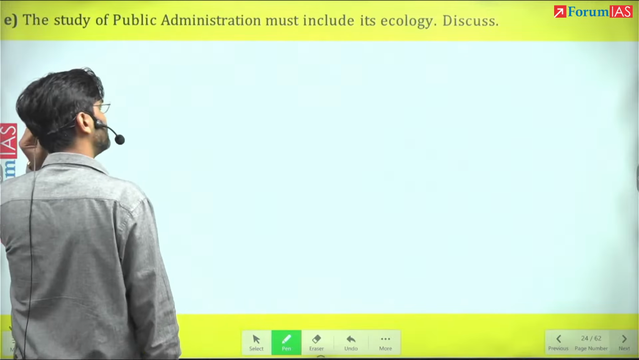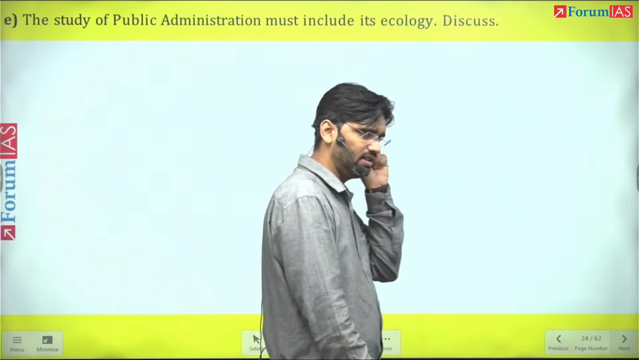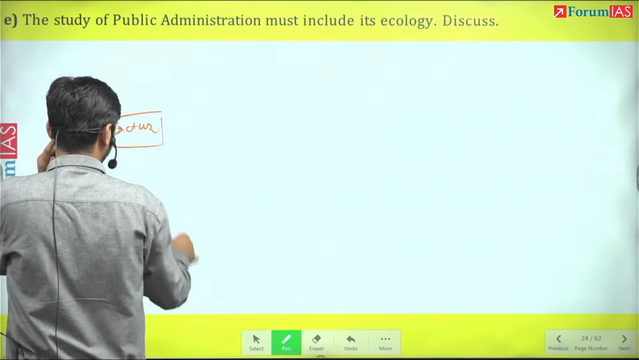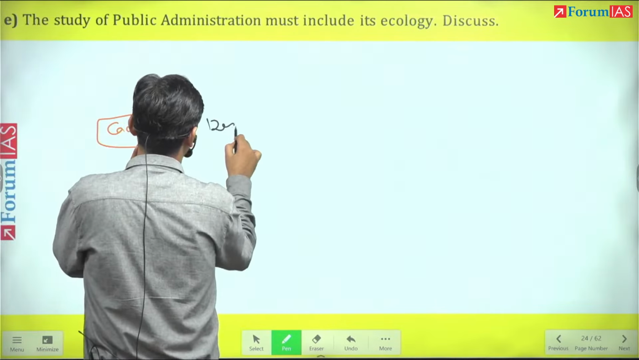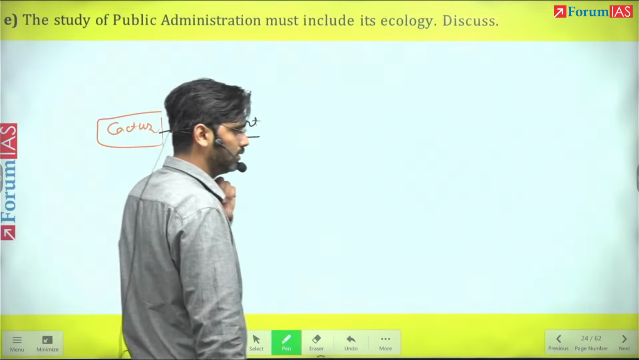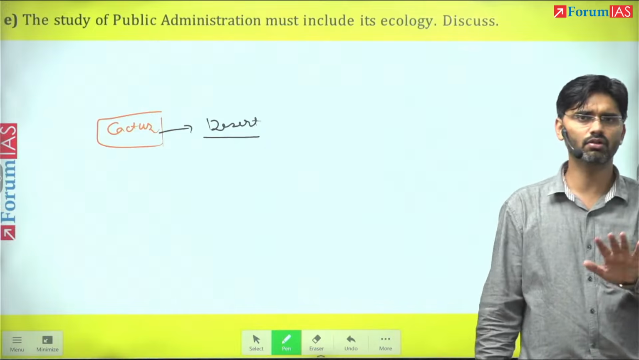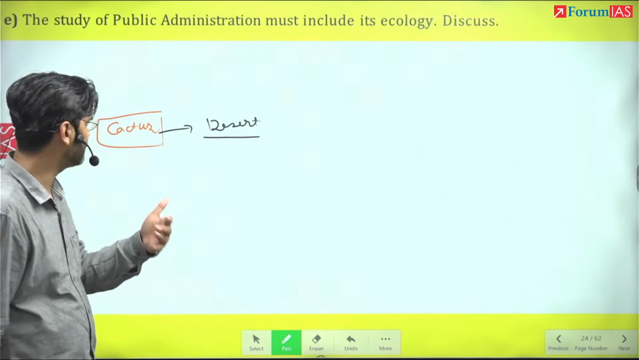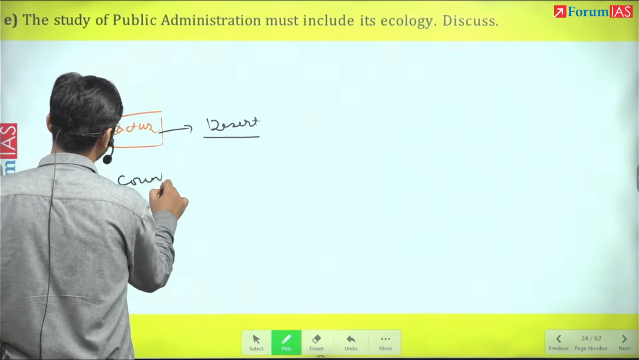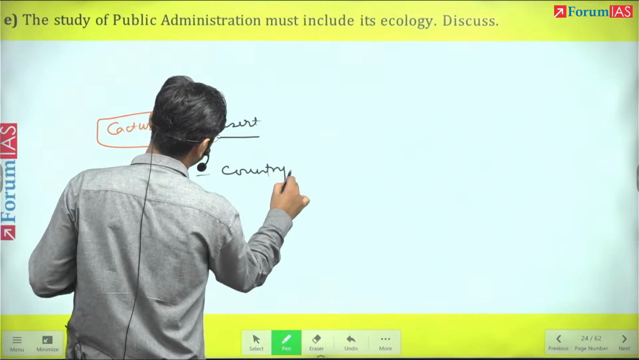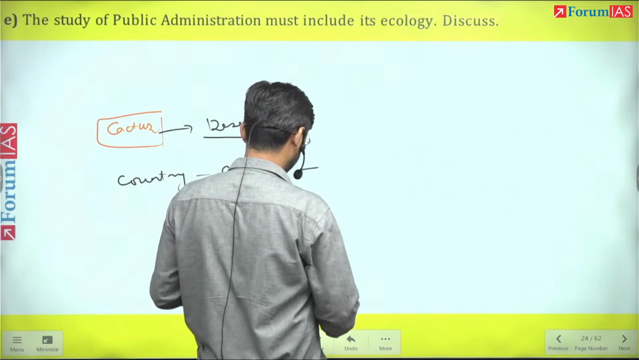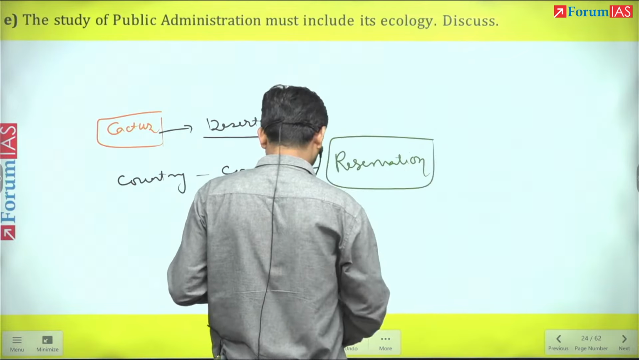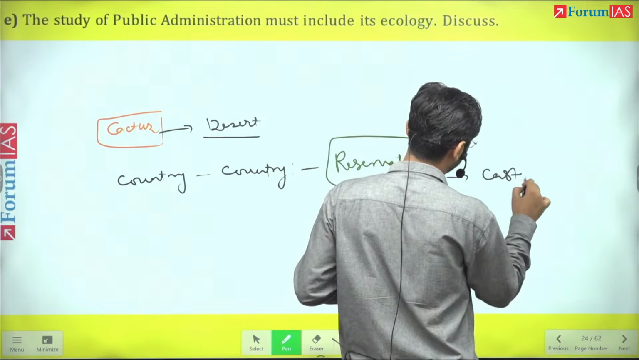The study of public administration must include its ecology. Discuss. Theoretical question. For example, cactus is one plant. You will find it mostly in desert areas. You will not find this plant in plain areas, right? Similarly, administration differs from country to country. For example, in India, you will find the concept of reservation in bureaucracy. Why? Because there is casteism in society.